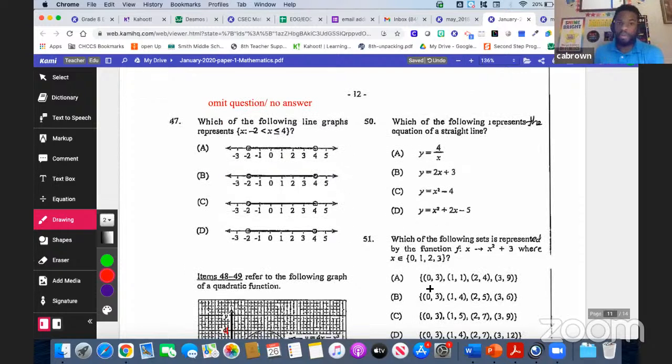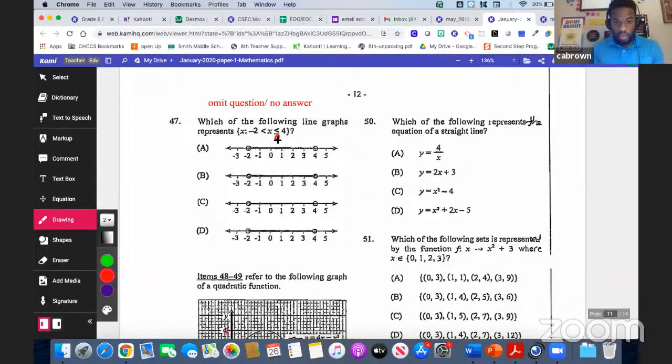All right, going through the problem, realize that there was an error with 47. Actually, there is no answer. And let's look at it. Which of the following line graphs represents x such that x is greater than -2 and x is less than or equal to 4?